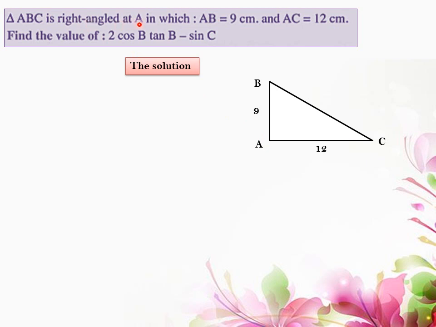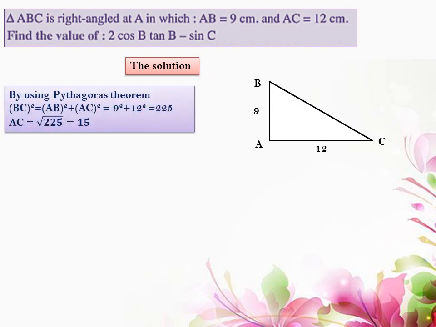It is a right angle at A, so the right angle is A. AB is 9 centimeters, AC is 12 centimeters, and the side opposite the right angle is the hypotenuse BC. The hypotenuse here is BC. Now the question: find the value of 2 cosine B tan B minus sine C. Let's get the ratios of cosine B, tan B, and sine C. But first of all, you must get the length of BC, the length of the hypotenuse.